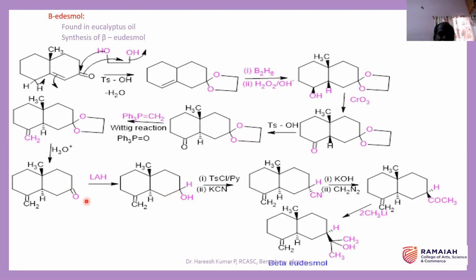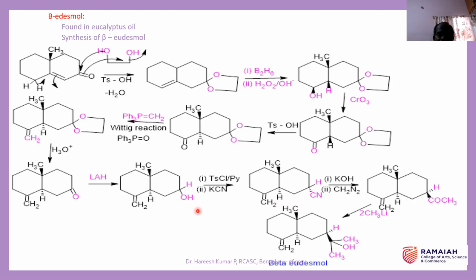From here to here, it is the selective reduction of the carbonyl carbon in the presence of a double bond. It is more feasible with sodium borohydride, so you can mention sodium borohydride here and write the OH. With LAH it is also possible, but LAH is a strong reducing agent and it is possible that it reduces the double bond also. Then from here to here, it is the replacement of the hydroxy group with cyanide.